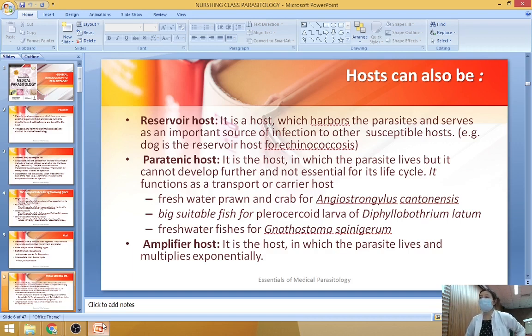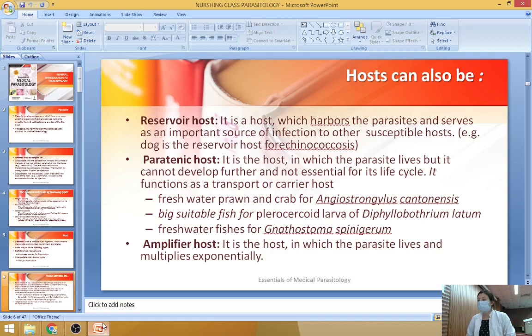This is called a reservoir host. Paratenic host means it is the host in which the parasite lives, but it cannot develop further and is not essential for its life cycle. The difference between reservoir host and paratenic host is that reservoir hosts will infect other organisms. Paratenic hosts won't infect the organism, they will just carry the parasite within themselves. This is called the paratenic host. Freshwater prawn and crab for Angiostrongylus cantonensis, big fish, etc.